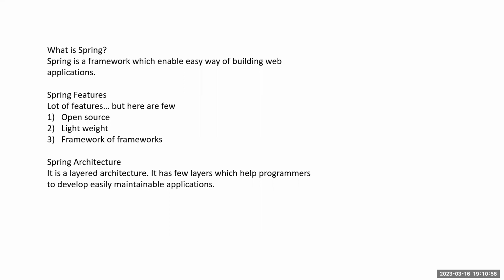Because of its features, it provides such kind of source code that we can integrate with any framework very easily. So that's why we call it the framework of frameworks. Spring has its own JPA, but you can still utilize Hibernate. You can just integrate with Hibernate very easily. That's why we call it the framework of frameworks.